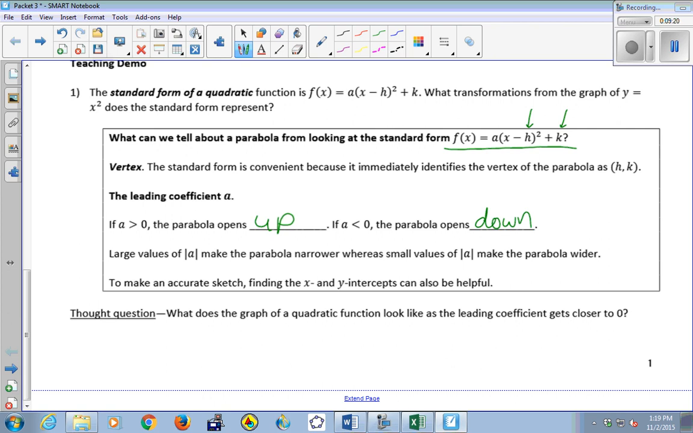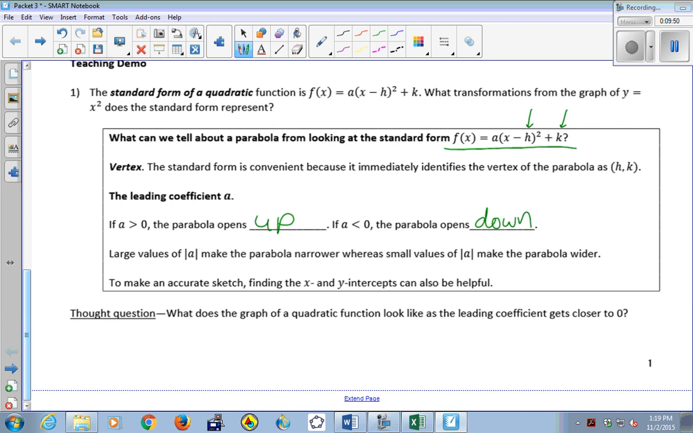So when the absolute value of a is big, that makes the parabola narrower, whereas when the absolute value of a is small, that makes the parabola wider. And when you're trying to make an accurate sketch, it can also be helpful to find the x and y intercepts, right? In general, to find a y-intercept, you make x 0 and solve for y. To find an x-intercept, you make y 0 and solve for x.